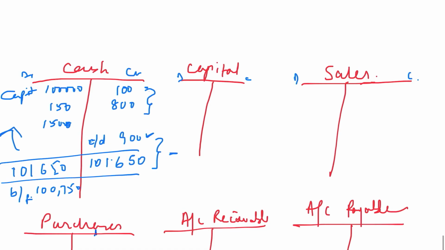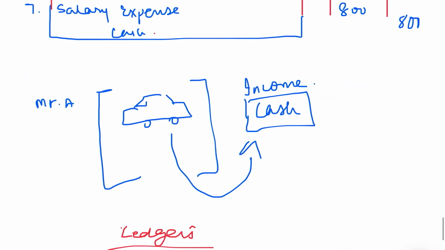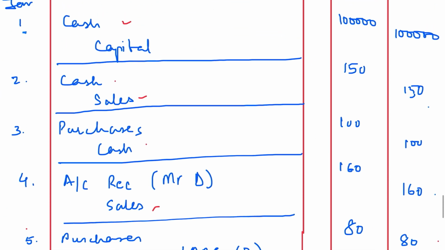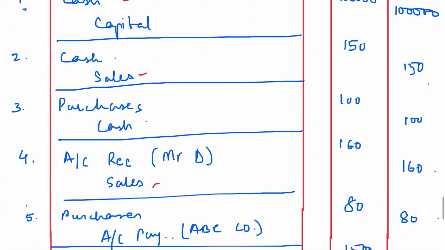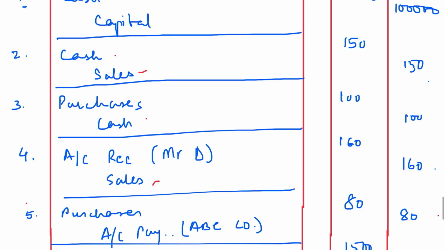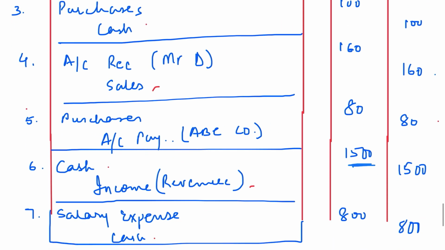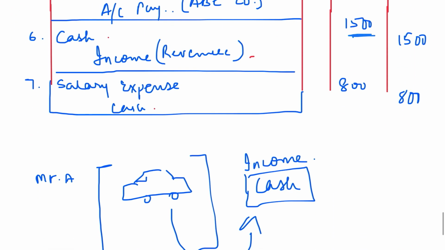Now here on the capital, 1 lakh, right? Now let's check how many sales account are increasing. Sales is increasing by 150, 160 and 1500, right?